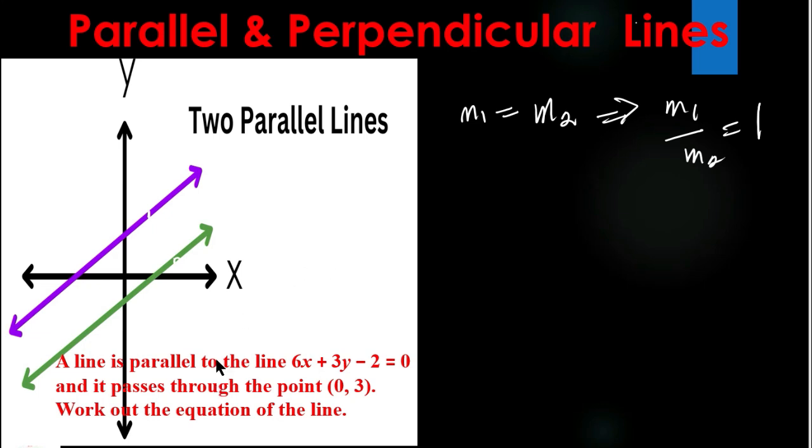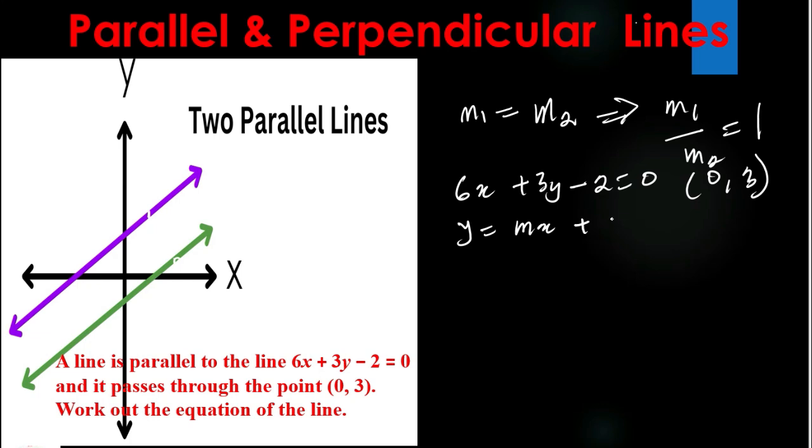Now let's use this example. The example says a line is parallel to the line 6x plus 3y minus 2 equals 0, and it passes through the point (0, 3). Work out the equation of the line. The first thing is to express this line in the standard format for the equation of a straight line, that is y equals mx plus c.